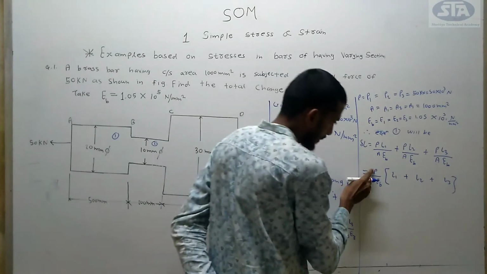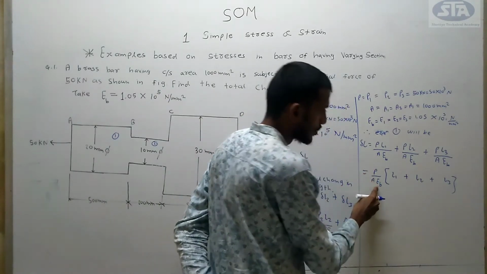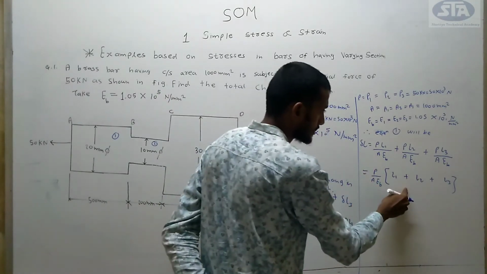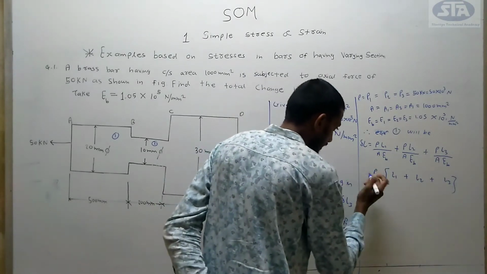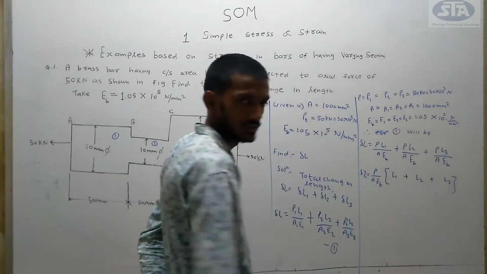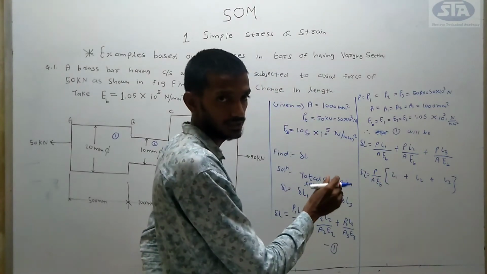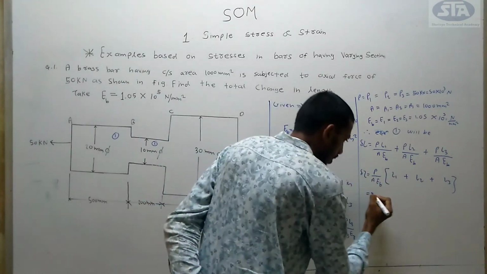So here, force, area, and modulus of elasticity are the common terms we have taken out. What remains inside the bracket is L1 plus L2 plus L3. This is our delta L. Now we will get the basic formula, and we have to put all the values together.